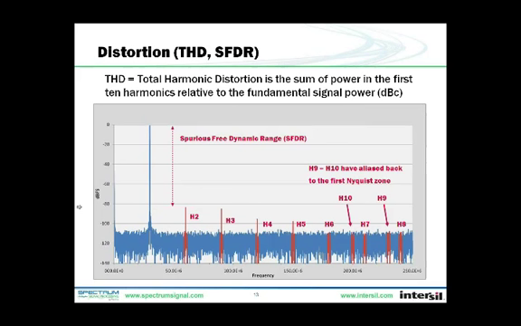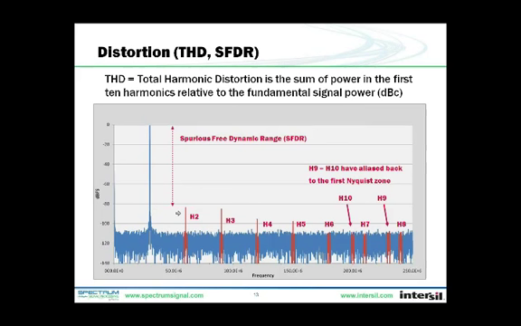On the distortion side, THD, or total harmonic distortion, is the sum of the power in the first 10 harmonics relative to the fundamental signal power, and it's usually measured in dBc, or dB relative to this carrier power. The spurious free dynamic range, or SFDR, is the ratio between the largest input signal, or the desired signal, and the largest signal below that, or the largest spur. Now, generally, the SFDR is set by a harmonic of the fundamental. As you can see in this case, H2, or the second harmonic, is the largest signal other than the fundamental signal. But in the case where you interleave ADCs, that may not be true.